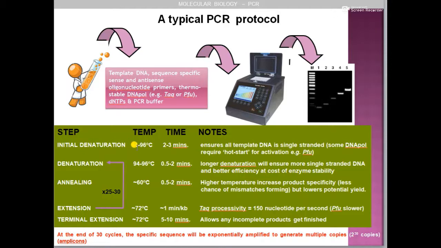Usually, in the case of some DNA polymerases like Pfu, they will require a hot start for activation. That's a technical portion, I'm not going into the details of that right now. So cycle 1, step 1 which we have here is the initial denaturation. Then you have cycle 2, which consists of 3 steps, and this process will be carried out 24 to 30 times. Then you have a terminal extension where incomplete products will be finished.